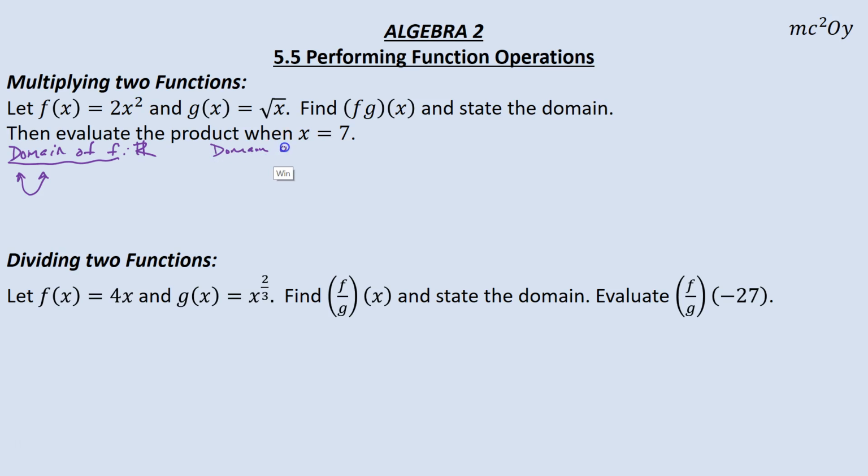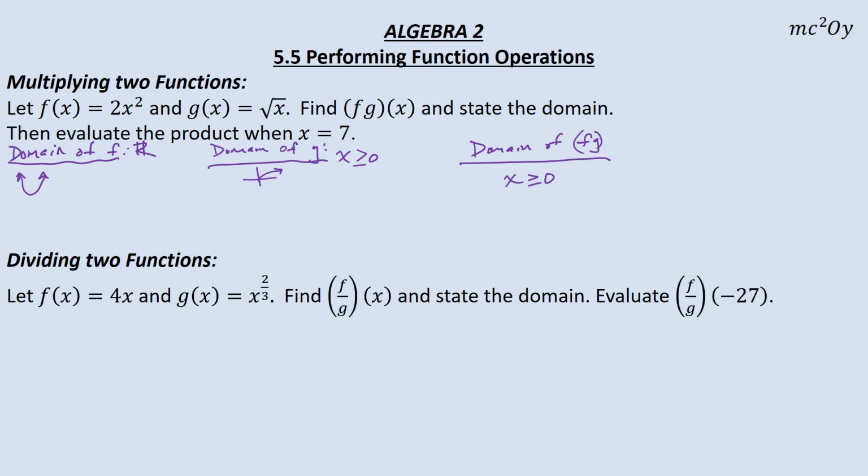The domain of g is a square root function, so it looks something like this. X has to be greater than or equal to 0. So you take the more restrictive one. That would mean the domain of f times g would have to be the more restrictive: x has to be greater than or equal to 0. It couldn't be all real numbers because it doesn't exist over here, right? So we can't use that portion of it.